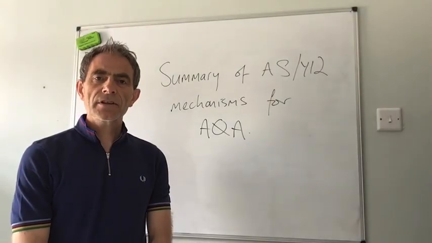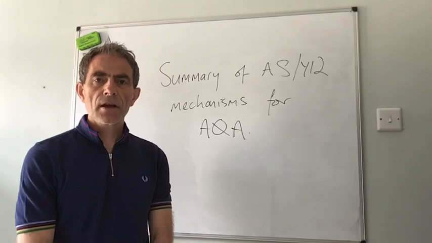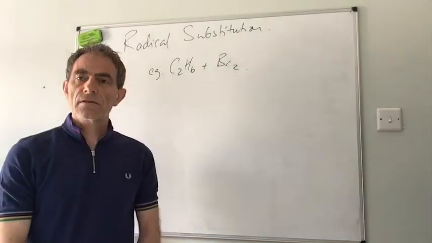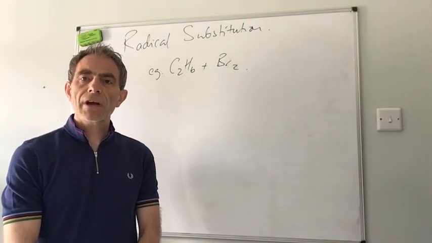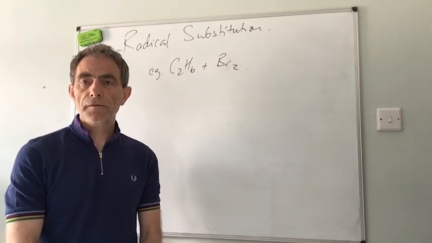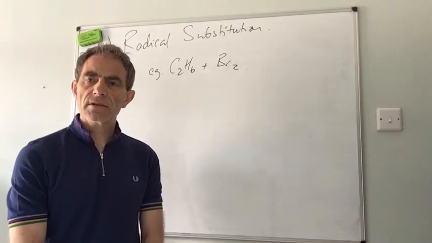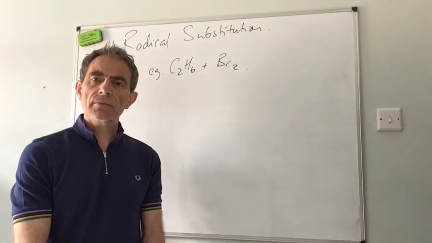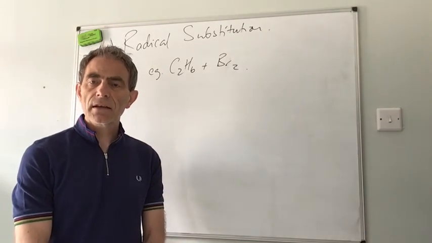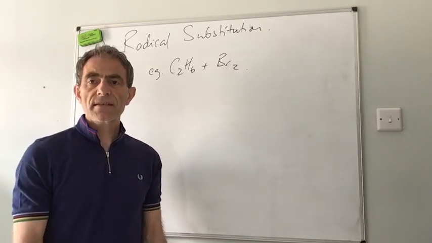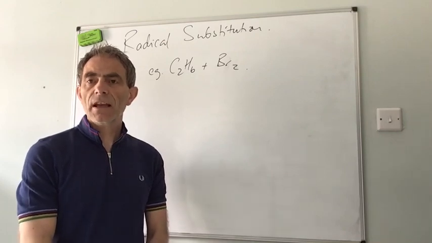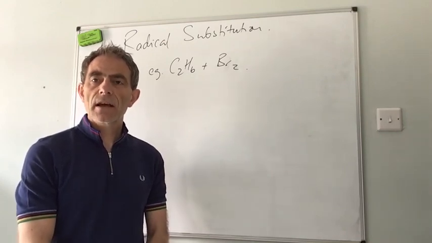In this video, I'm going to do a summary for all the Year 12 or AS mechanisms for AQA. So the first one we'll look at is the radical substitution mechanism, or free radical substitution mechanism it's sometimes called. And the example I'm going to use is ethane with bromine. So basically we're looking at the reaction between an alkane and a halogen.